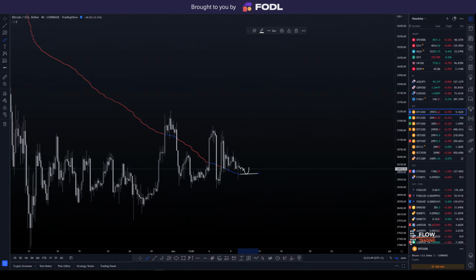But there's potentially an area of interest here. However, again, if we get below this again, then that was just another deviation, right? This will carry on down and we can see much lower prices. But it's just an observation.